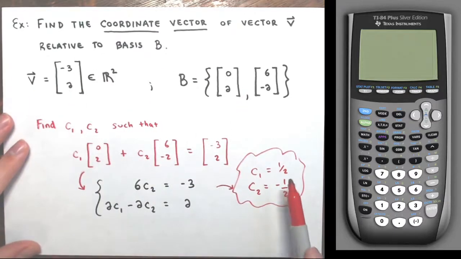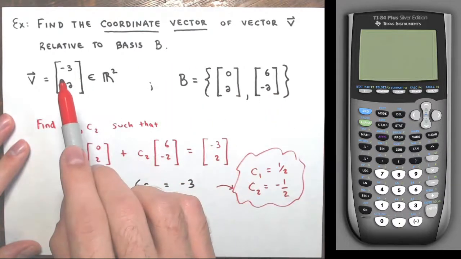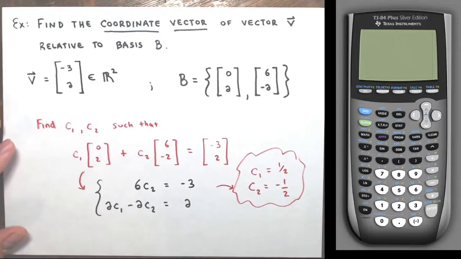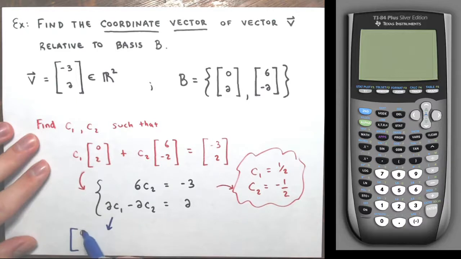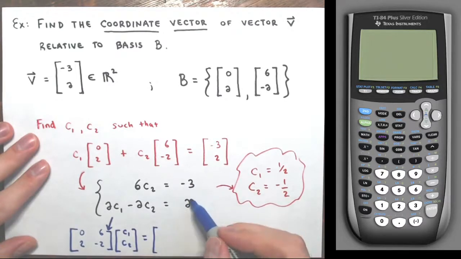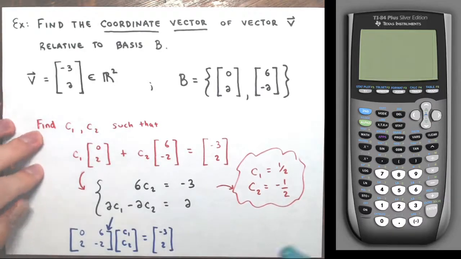I need half of the first vector, and I need negative half of the second vector to make this vector from R2. Now, let me show you again how, remember how you could write this as a matrix equation, where you have the coefficients of C1 down the first column, coefficients of C2 down the second column, times the variable matrix, C1, C2 in the proper order, must be equal to this vector of constants on the other side, negative 3, 2. Or you could write this as an augmented matrix.